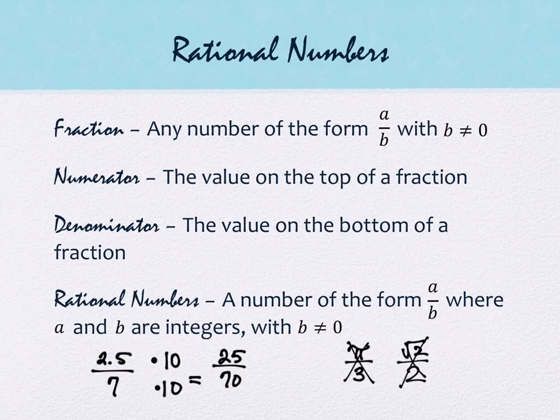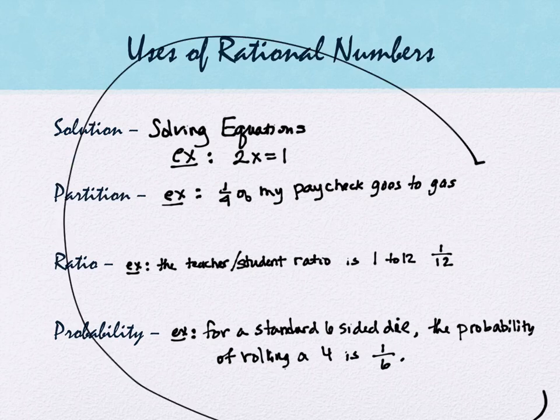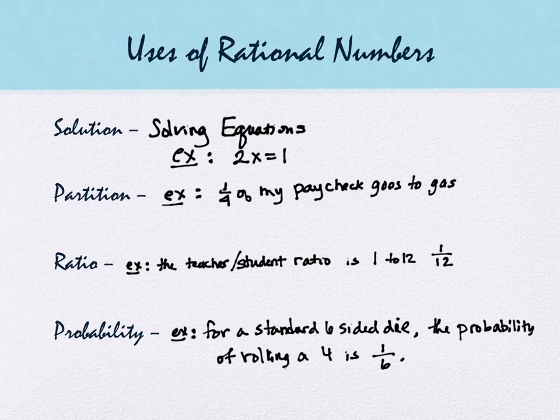There are 4 basic uses of rational numbers. Solutions. So they can solve equations. So solving equations like 2x equals 1. So if I have 2x is equal to 1 and I solve it using algebra stuff from high school, you'd get x is 1/2. Well, in order for that to work, 1/2 has to be a number. That's a rational number.